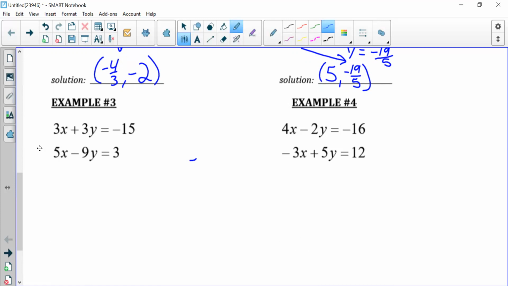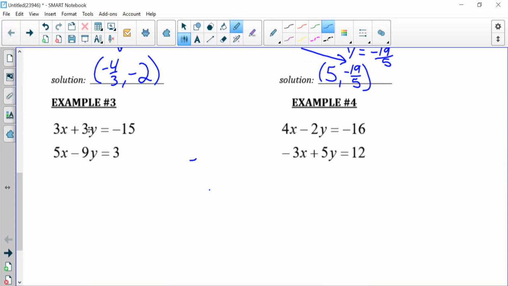So what we're going to do here is look at all my coefficients and see if any of the coefficients are factors of any of the other ones. Let me show you what I mean. So let's look at the x. I have a 3x and a 5x. Is there anything I could multiply 3 by to make it 5? No. Is there anything I can multiply 5 by to make it 3? No. Okay, so we're not going to mess with the x's.